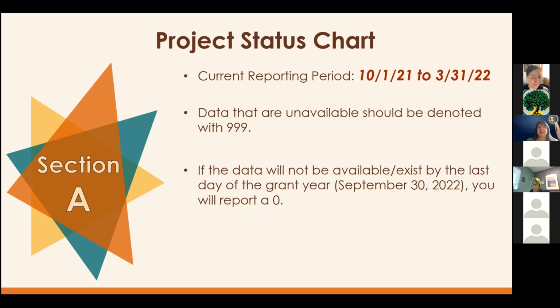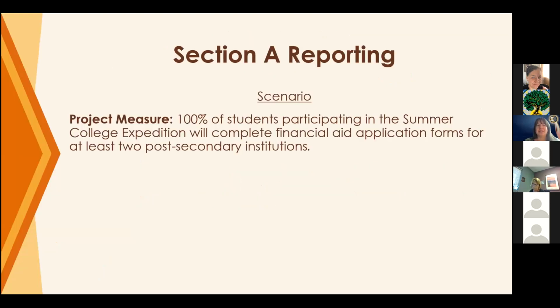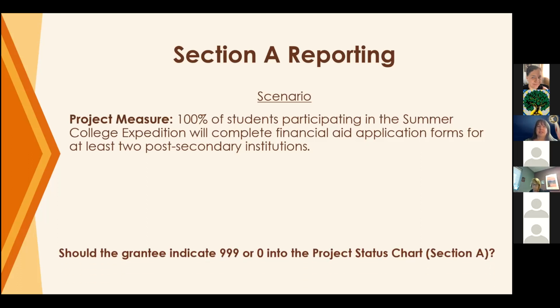Okay, so let's look at these examples one more time now in the context of reporting in section A. So instead of yes or no, are the data available? The question is, should this grantee in this scenario be reporting 999 or 0 in that project status chart?